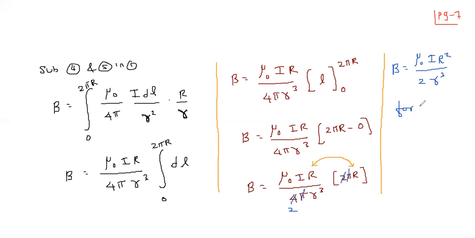It is for n turns. If the coil has n turns, then the formula becomes B is equal to mu naught n I R square by 2 r cube. Equation number 6. From this triangle OCP, it is x, it is R, it is small r.